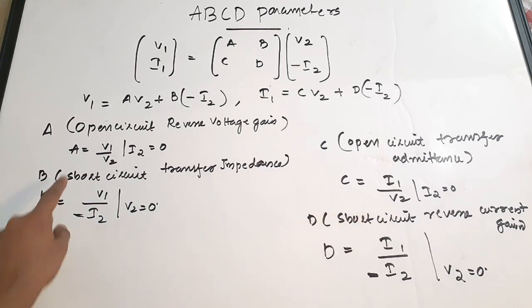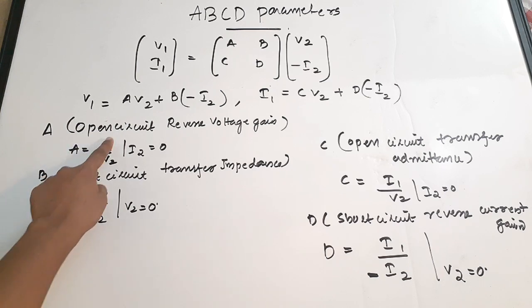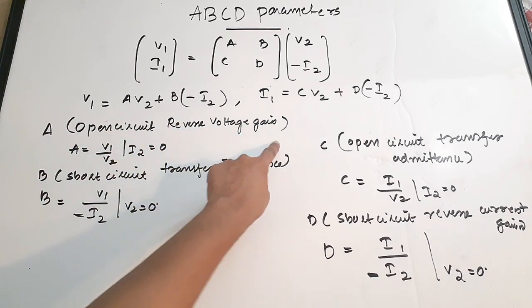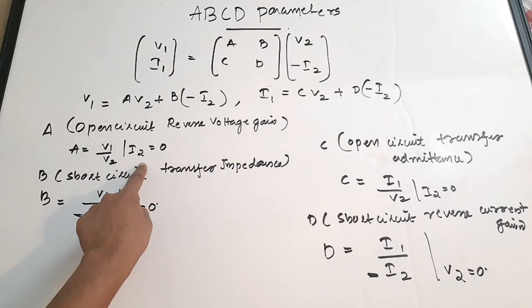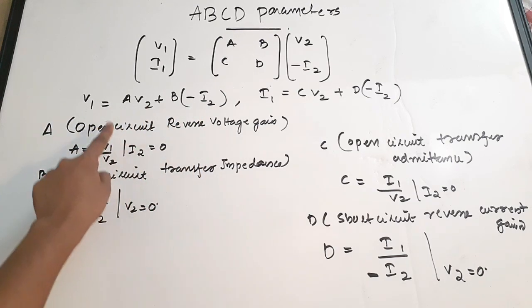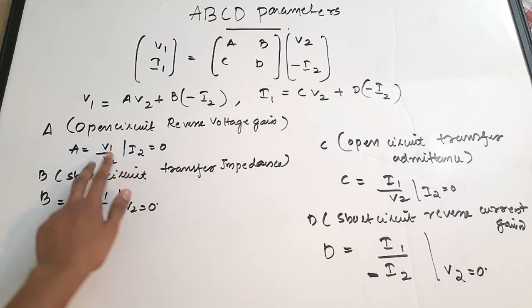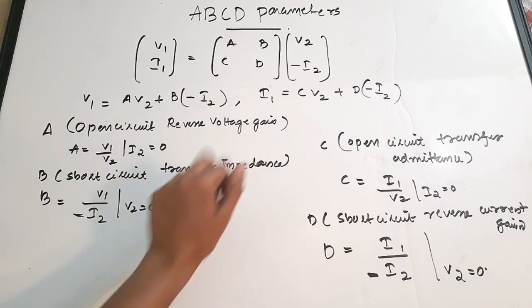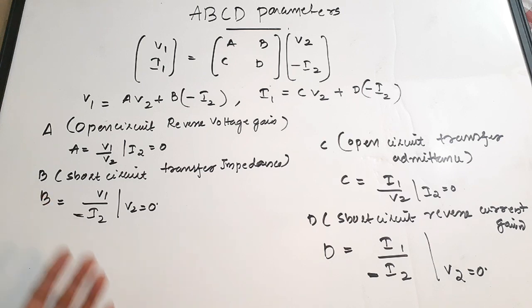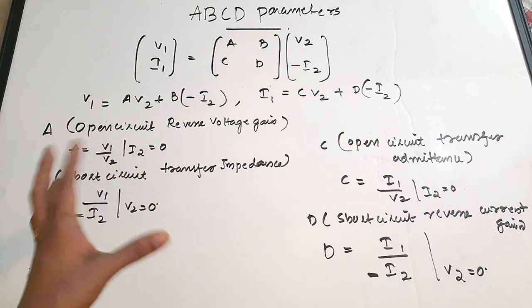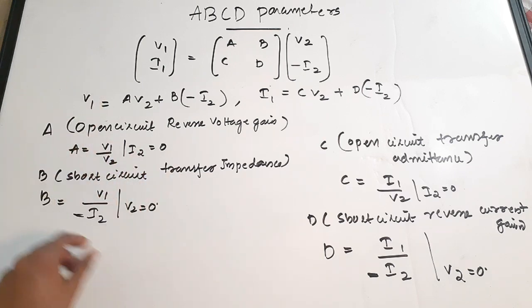So first one, we are going to write the equation for A. A is the open circuit reverse voltage gain. So we have to make I2 equal to 0. It is V1 by V2, and we are making I2 equal to 0. We are creating an open circuit. Since it is V1 by V2, it is reverse voltage gain. Just like other parameters, here also we say the namings accordingly.